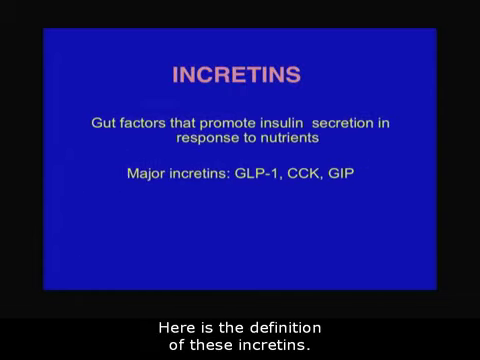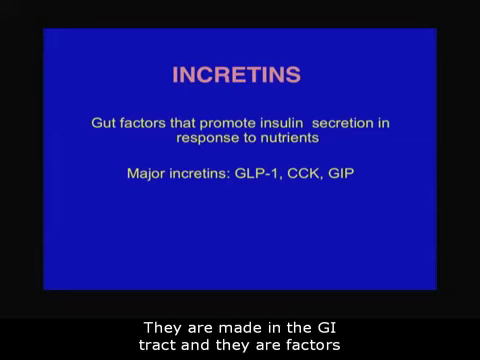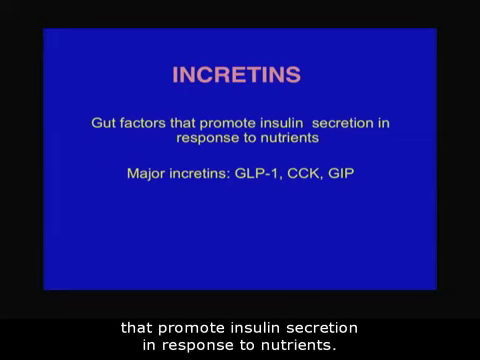Here's the definition of these incretins. So it's another factor. They're made in the GI tract, and they're factors that promote insulin secretion in response to nutrients.